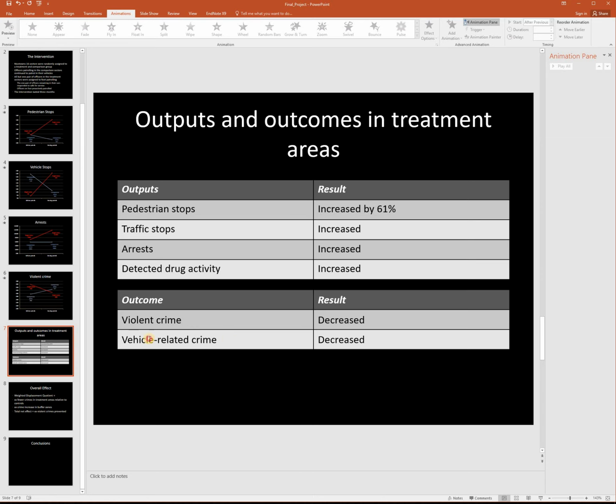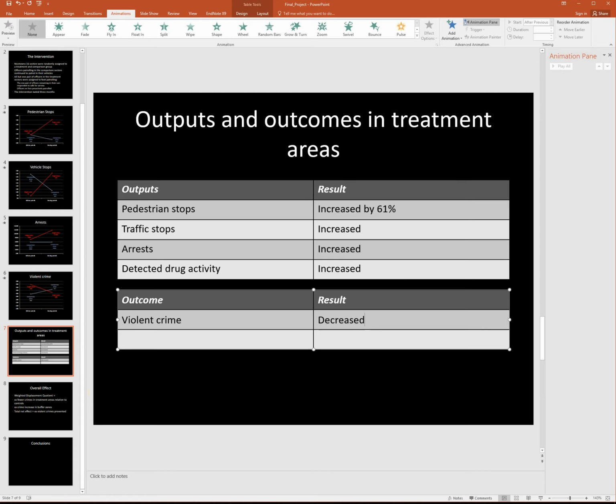Then what we're going to do is talk about the outcome. And I'm going to delete this because we're not going to be talking about vehicle-related crime. Just going to be interested in violent crime. And so here you don't have to calculate the percentage change. What I want you to report is what the weighted displacement quotient calculator gave you. Right? So in terms of violent crime in the target areas, what happened? Right? And it did decrease by what percent? So you'll calculate that or fill this in from the calculator.